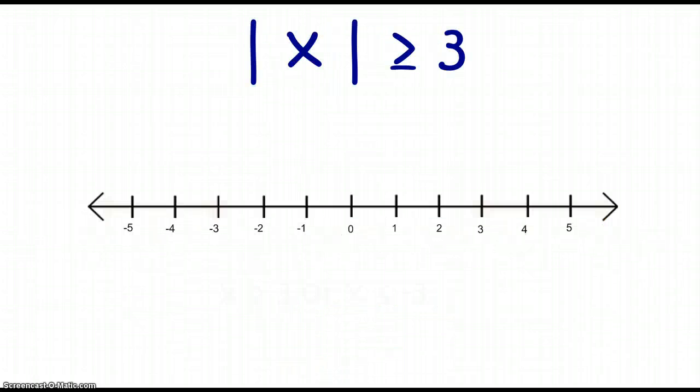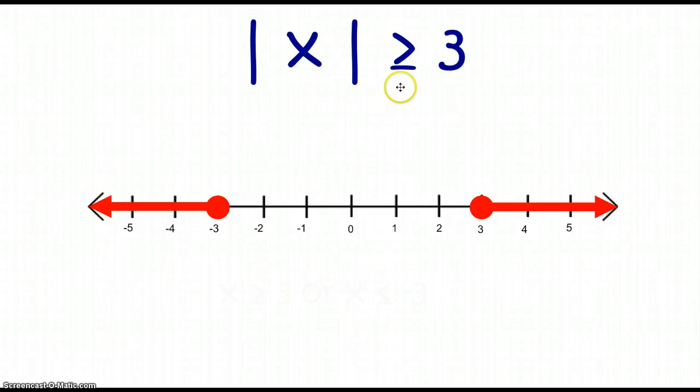Let's try another example. The absolute value of x is greater than or equal to 3. This means all of the values more than 3 or equal to 3 away from 0. So this time our endpoints are at 3 and the number is more than 3, or -3 and the number is smaller than -3. We use a closed circle this time because our inequality does include the or equal to symbol. And again, if we try one of our numbers, for instance 4, the absolute value of 4 is 4, which is more than 3.